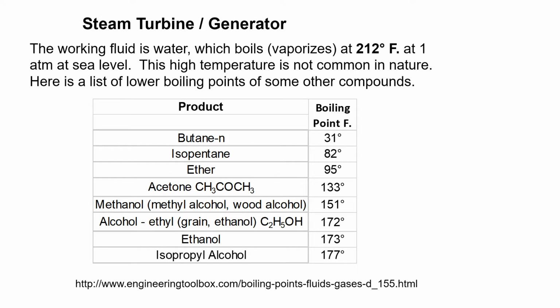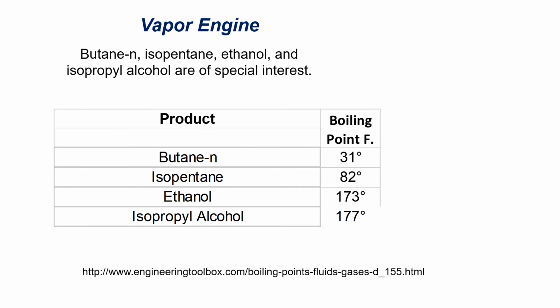For a conventional steam turbine generator, the working fluid is water, which boils or vaporizes at 212 degrees Fahrenheit at normal atmospheric pressure at sea level. This high temperature is not commonly found in nature. Here is a list of lower boiling points of some other compounds. Butane, isopentane, ethanol, and isopropyl alcohol are of special interest.